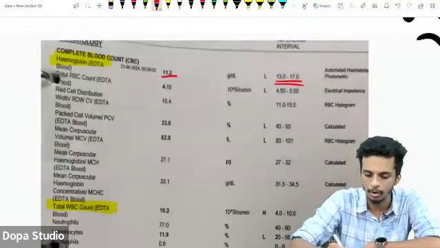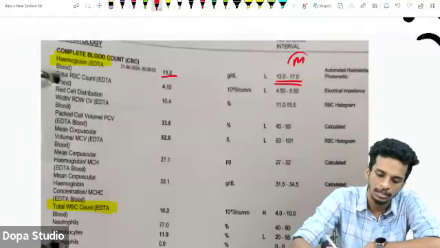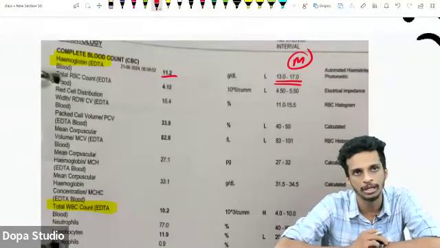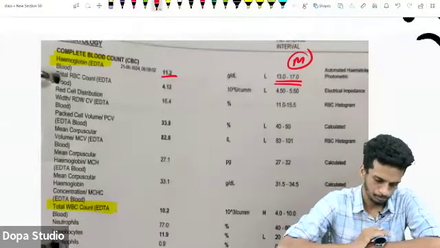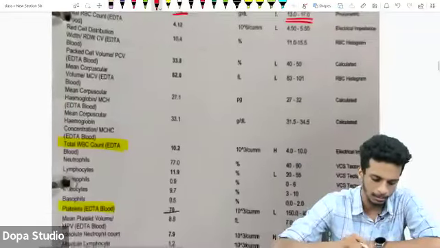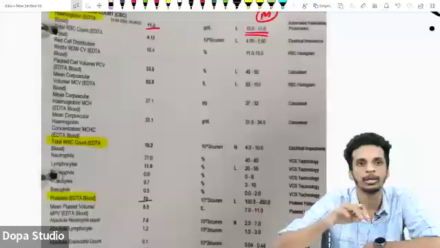Okay, and here we have the normal value 13 to 17, which means this is the CBC of a male. So here this patient definitely has got anemia. Now, whenever I see anemia, or just let's speak about the other three and then we'll come back to anemia.